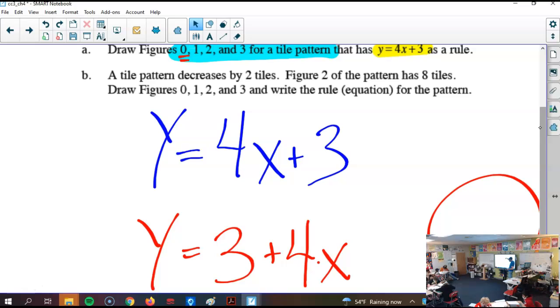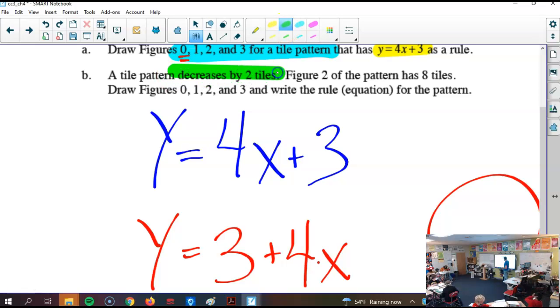Then B is separate, right? B is a separate question asking you to make a tile pattern that is decreasing by 2 every time. And figure 2 has 8 tiles. That's a bit trickier, because I don't know what figure 0 or 1 have. They tell me what figure 2 has. They tell me what the growth is. So these are on graph paper, right, guys?